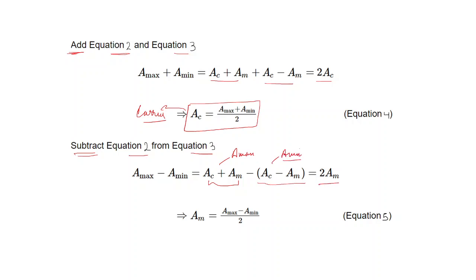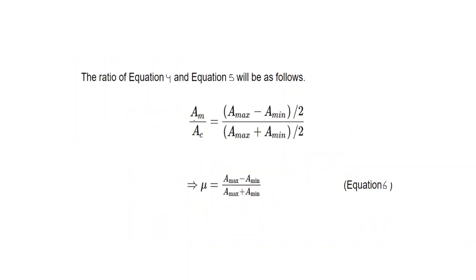So what we are getting here is twice of Amax, so we are getting AM. That means the amplitude of the message. So this is the amplitude of the carrier, and this is the amplitude of the message. This is equation number 4, this is equation number 5. When we use equation number 4 and equation number 5, the ratio of equation number 4 and equation number 5 gives AM by AC, amplitude of the message and amplitude of the carrier.